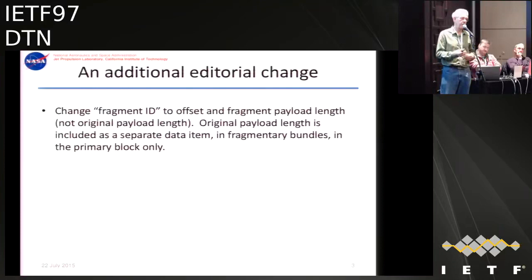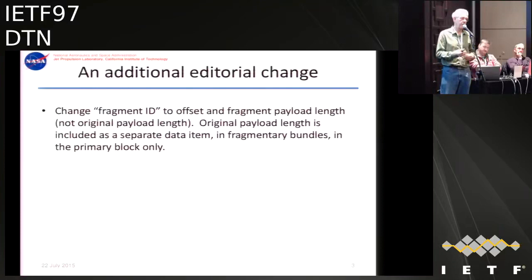Okay. Hi, my name is Ed Birrane, and I'm going to talk about updates to Bundle Protocol Security, BPSec, from the last IETF. We did not have many updates from the last IETF. There was some editorial cleanup, particularly around the idea of multi-target blocks.